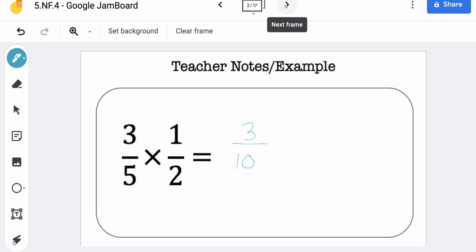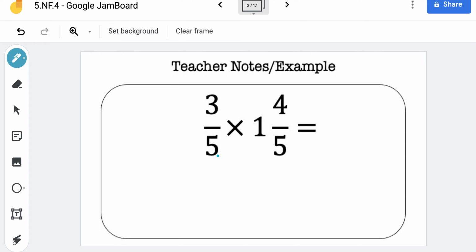This time we have a fraction times a mixed number. So this one's going to involve one extra step. We need to write this as an improper fraction first. So this is going to be 3/5 times, and when I make this improper, it's going to be 5 times 1, which is 5, then add the 4. So it's going to be times 9/5. So 9/5 equals 1 4/5 as a fraction.